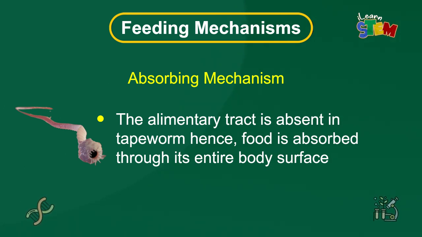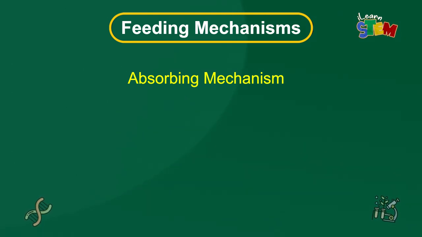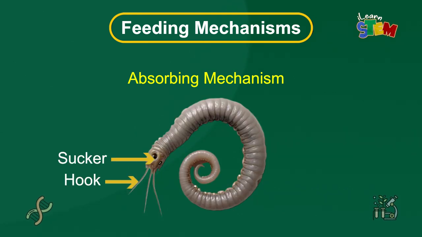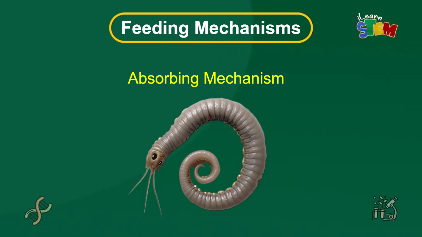The body of tapeworm is modified and adapted to parasitic feeding in the following ways. It possesses a hook and sucker for the attachment to the intestine of their host. The body has a thick cuticle that protects the organism from being digested by the host enzyme.